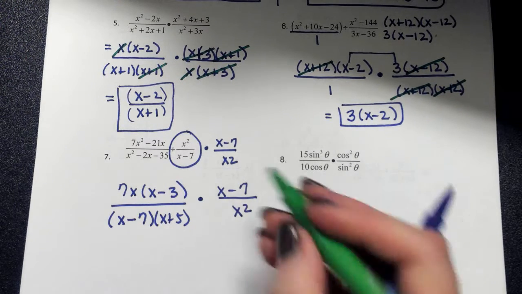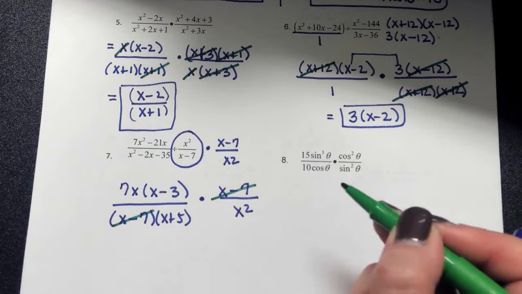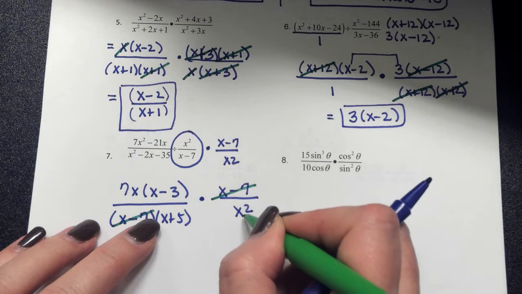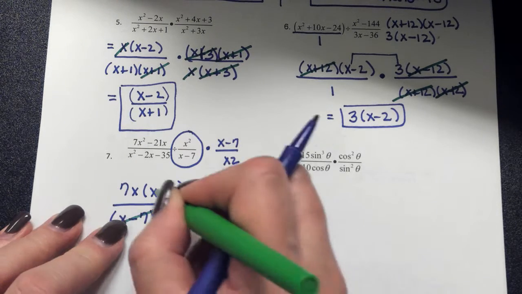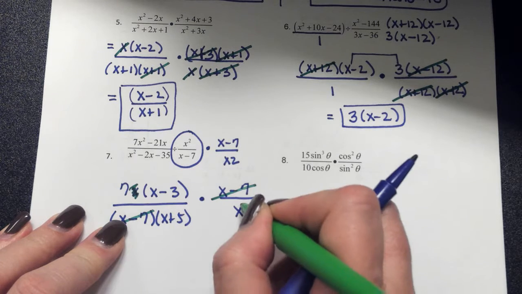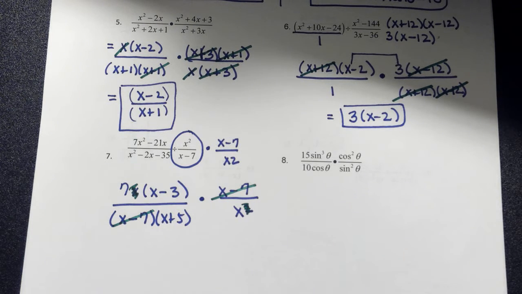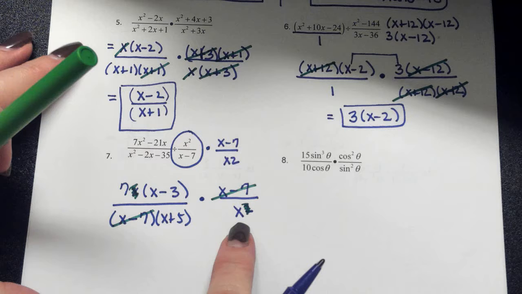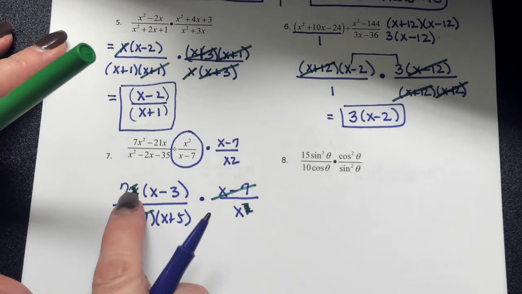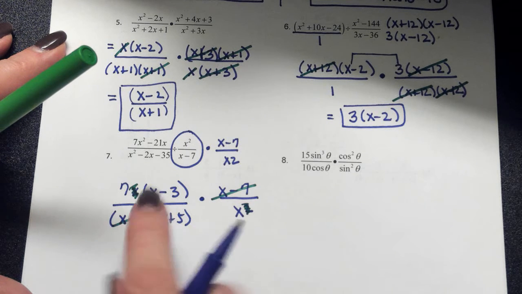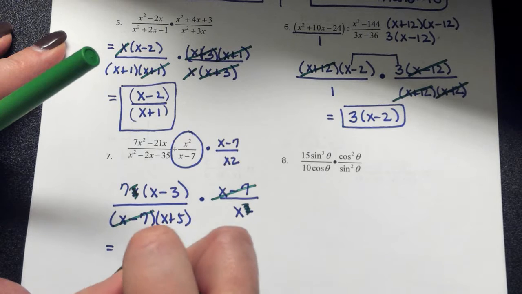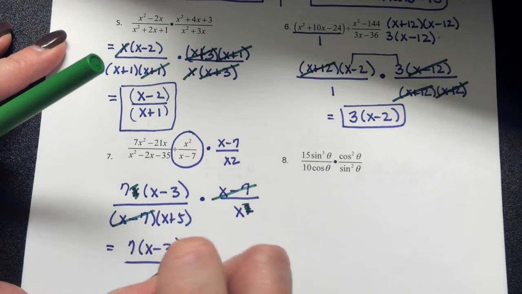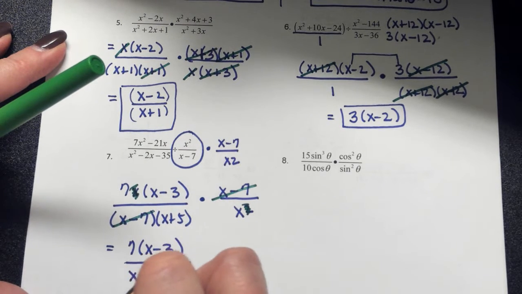So the common factor I can cross cancel is an x minus 7. Notice I have an x squared in the denominator and an x on the top, so I can cross out my x up here with one of my x's down in the denominator, which is going to leave me with a single x in the denominator. So I multiply straight across. That's going to give me 7 times x minus 3 over x times x plus 5.